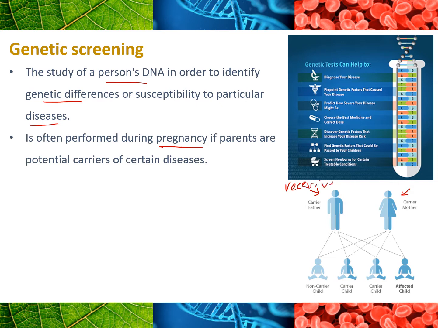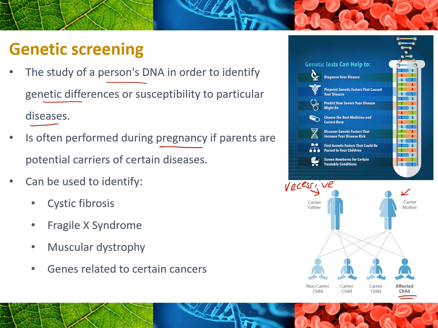So they may not themselves have a disease, but if two carrier parents have children, there's a 1 in 4 chance, depending on the recessive or dominant trait, that the child will inherit both of those alleles and have a higher chance of disease. So it's particularly used to screen for certain diseases, but it can also be used in adults. So anyone can have their DNA screened.